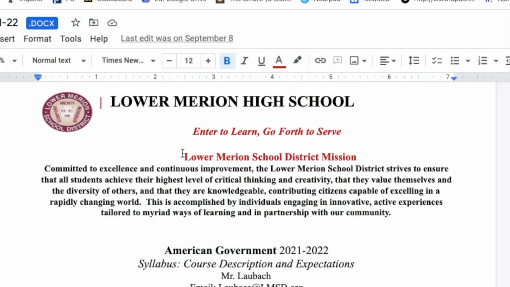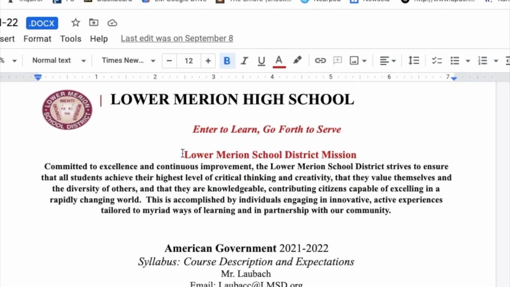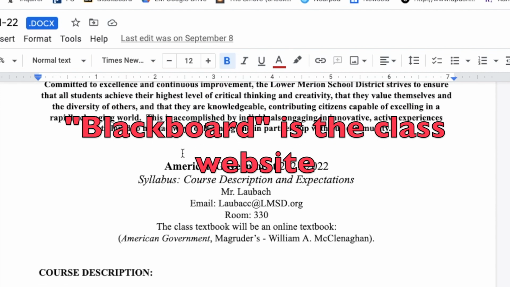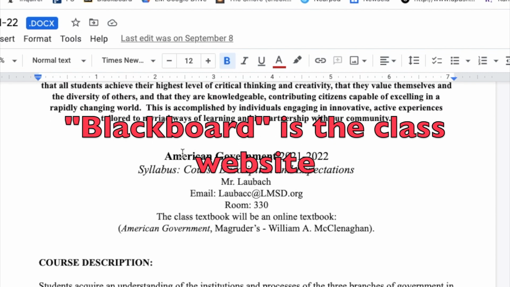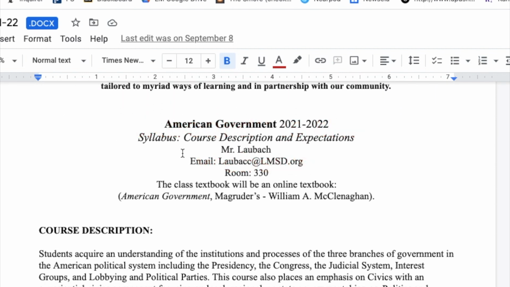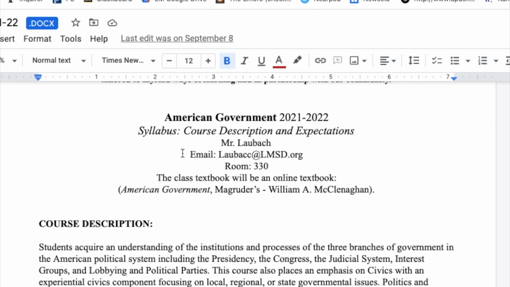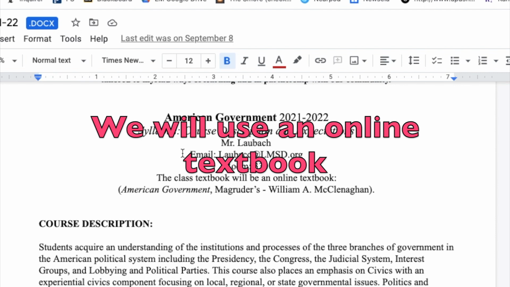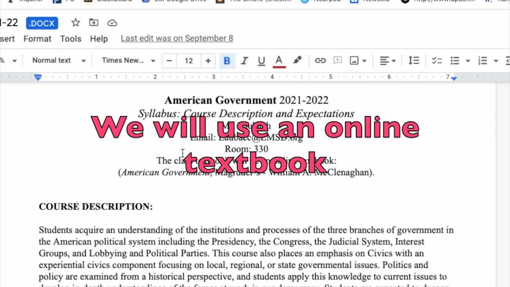So first, let's go over what can be expected in the class. This is the course syllabus, which can be found on Blackboard. As you will see, there is my email address, our classroom number. The textbook will be an online textbook, so students don't have to worry about storing and potentially losing a textbook.